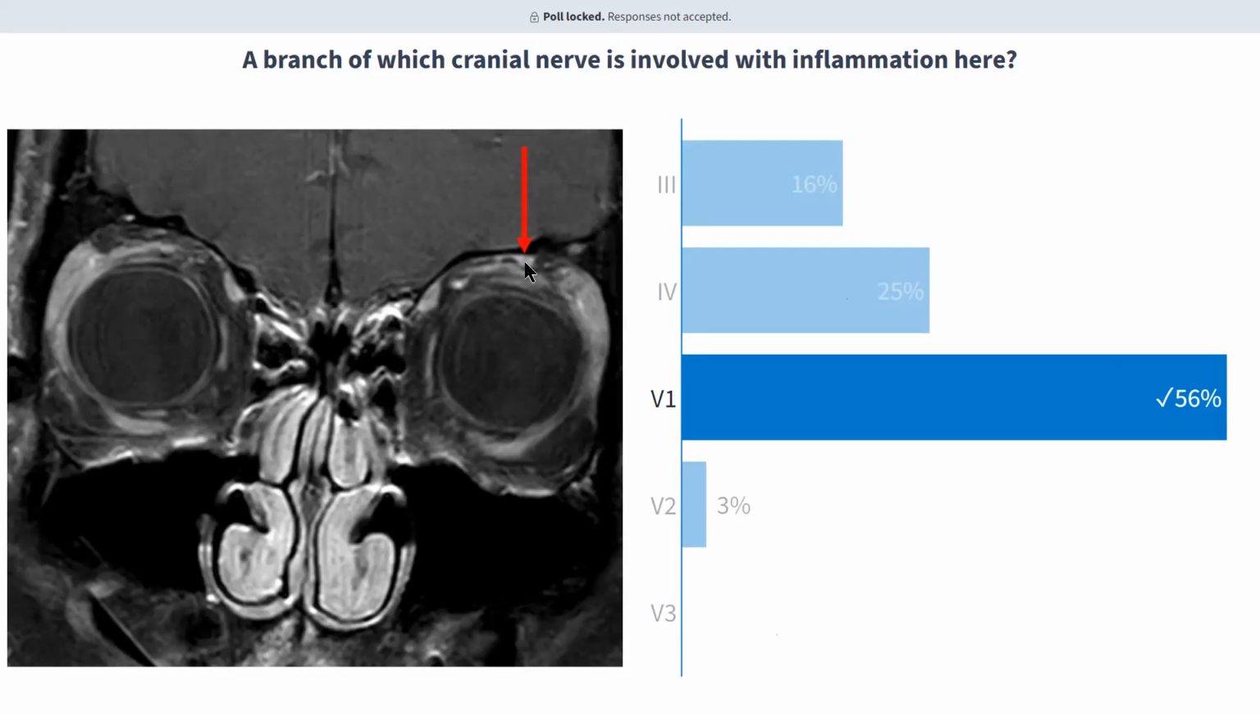This is either the frontal nerve or the more proximal trunk of that, which is the ophthalmic nerve, or V1. This courses along the superior orbit, right along the orbital roof, superior to the superior rectus and levator palpebrae superioris muscle complex. So this is V1.